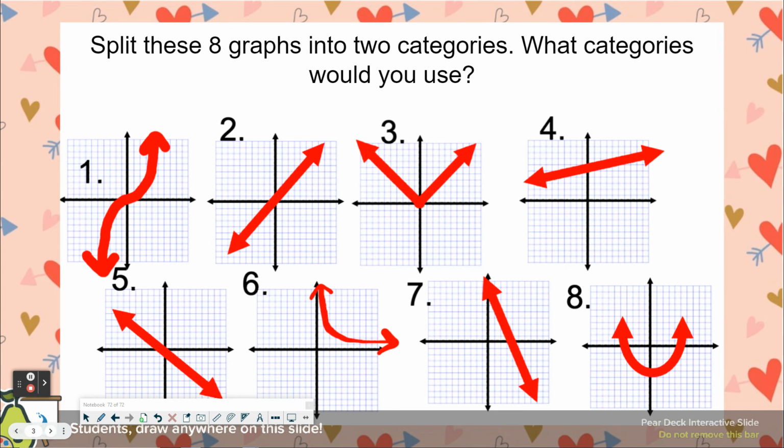This one is interactive. Split these 8 graphs into 2 categories. You can do that by maybe using 2 different colors and deciding what your categories would be. So go ahead and we'll take about a minute for you to do that. Again, you might use 2 colors.